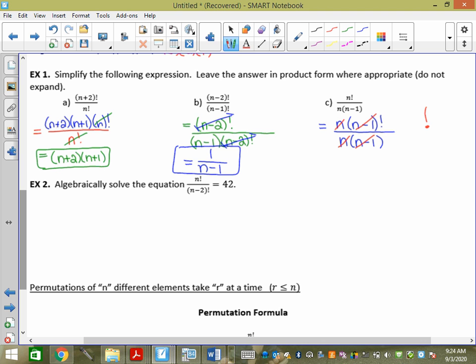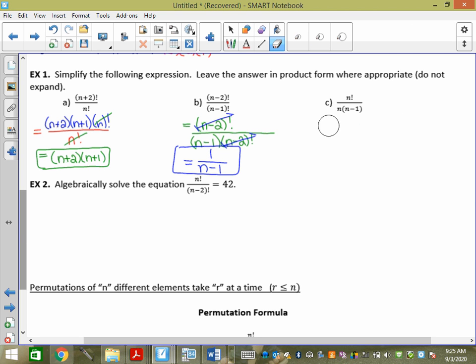Because the factorial symbol is only helpful if it has a number in front of it, isn't it? Because the factorial symbol literally says whatever this number is, I go from that down by 1 to 1. Correct? If I just have a factorial symbol, I have nothing. I have an exclamation mark. So I can't stop there.